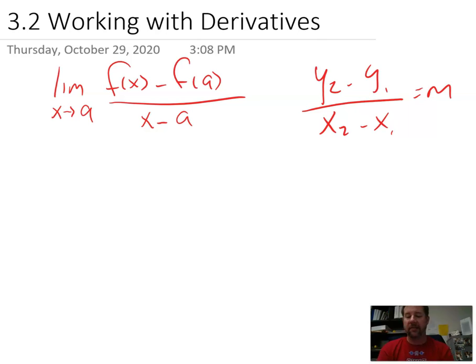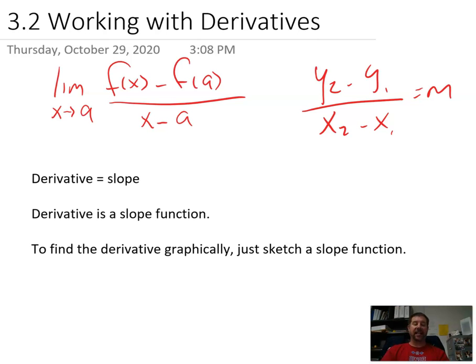So the point behind this is the derivative is just slope. The derivative is a slope function. It shows the slope of a graph. Technically we say it is the slope of the tangent line, but it's just the slope of the function. Okay, so just to reiterate here one last time, derivative is just slope. The derivative is a slope function, and if we want to find the derivative graphically, we are going to just sketch a slope function of the graph we're trying to find the derivative of. Let me show you. I have an example.